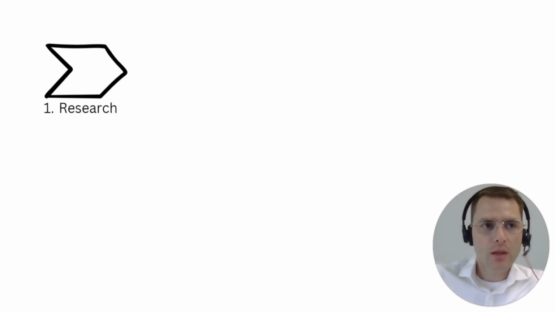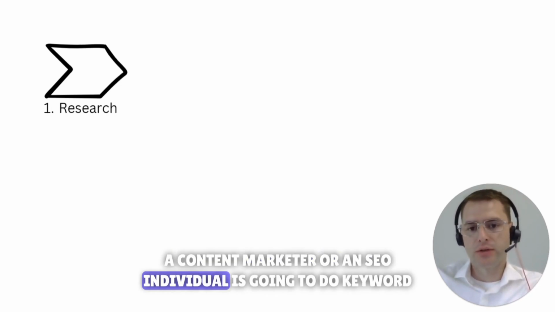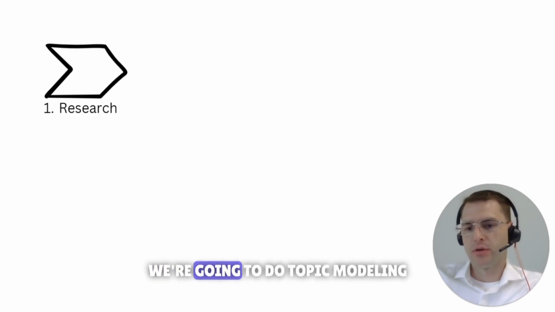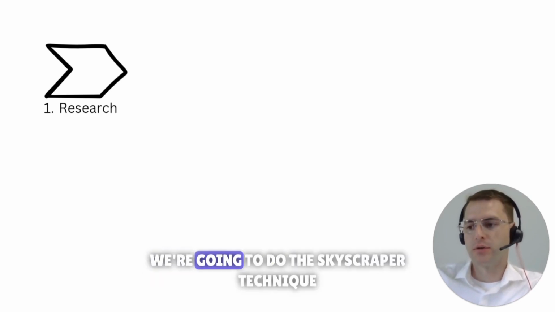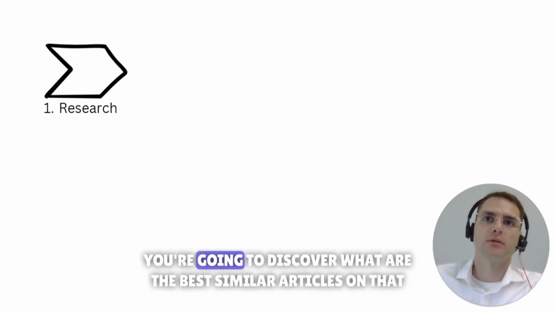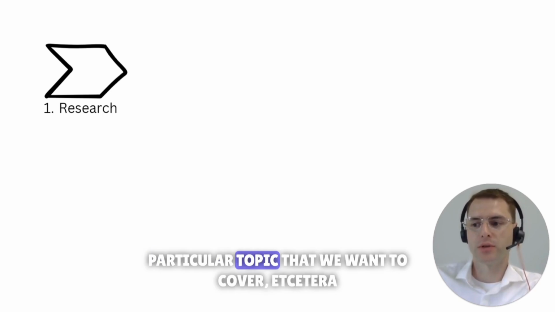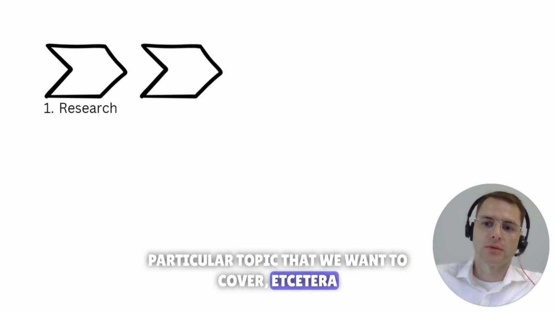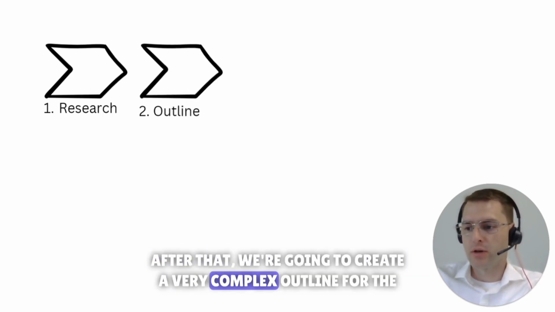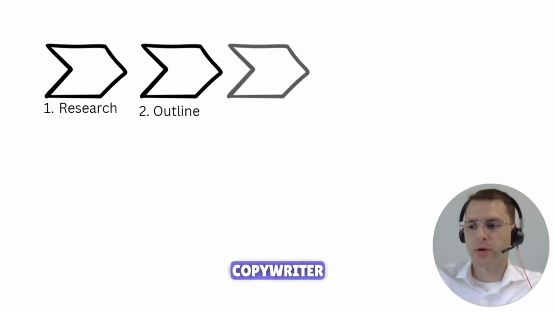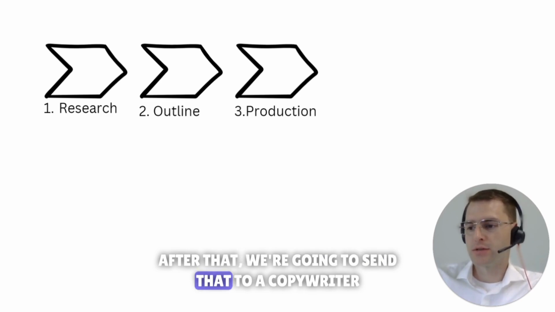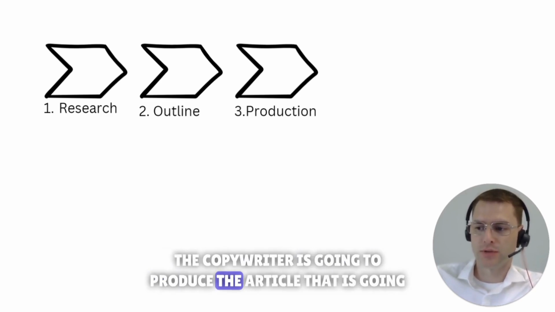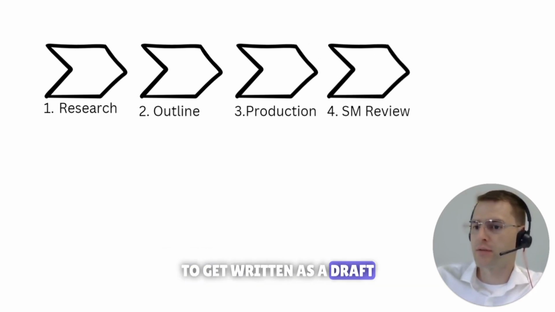Usually a content marketer or an SEO individual is going to do keyword research. We're going to do topic modeling. We're going to do the skyscraper technique. You're going to discover what are the best similar articles on that particular topic that we want to cover, etc. After that, we're going to create a very complex outline for the copywriter. After that, we're going to send that to a copywriter. The copywriter is going to produce the article. It is going to get written as a draft.